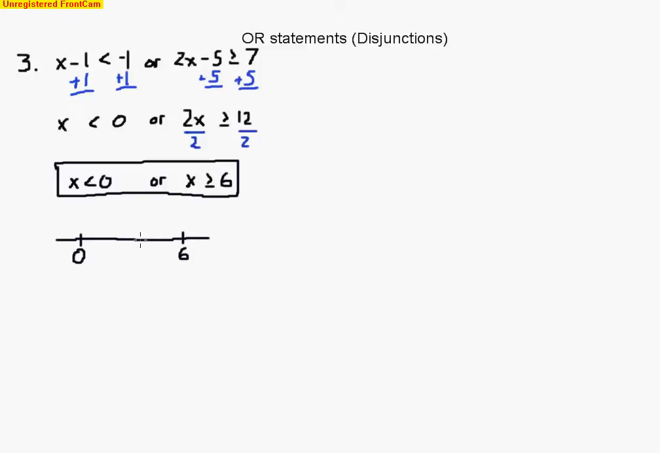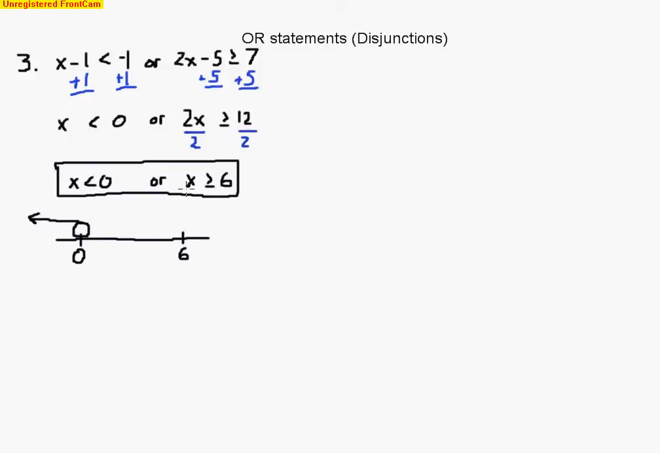So from here we need to figure out the types of circles. This one is just a less than symbol. x is less than 0, so it's an open circle. So 0 is not a solution. But the values of x are less than 0 because it points to the x. So less means left, so we're going to go to the left.